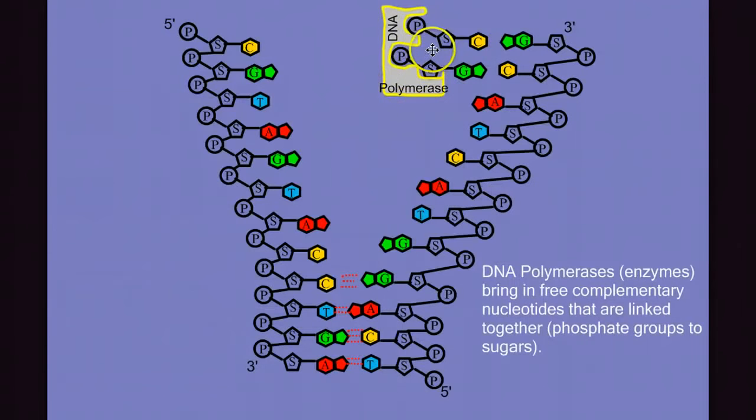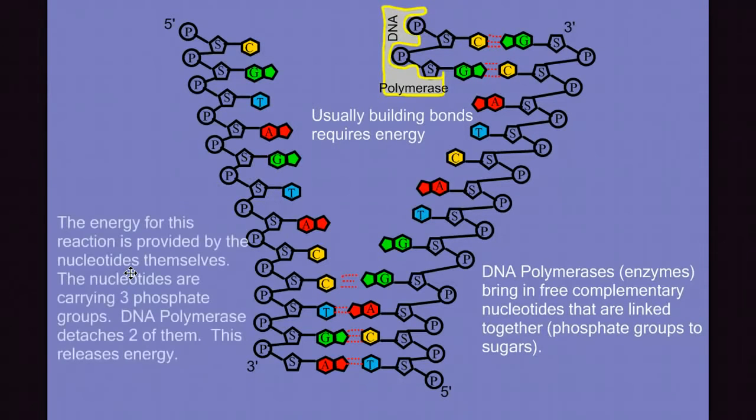DNA polymerase lines up the nucleotides, and then we can build a bond between the two. Usually when we build bonds, it requires the input of energy, and this reaction is no exception. What's interesting is that each nucleotide is bringing its own little packet of energy.